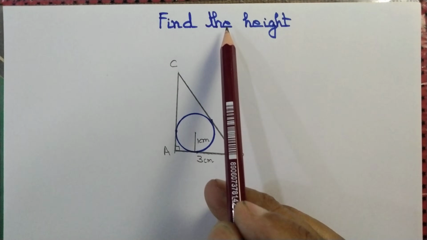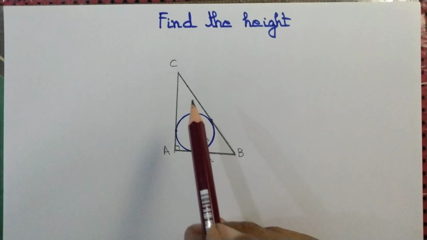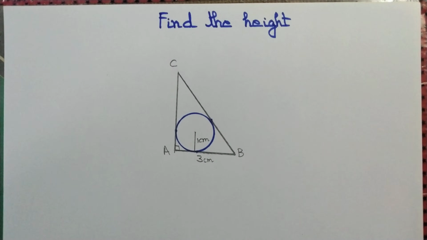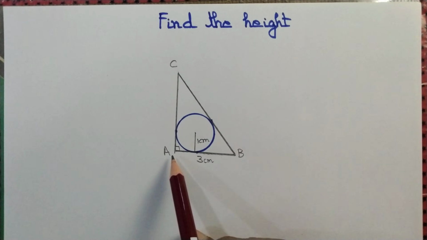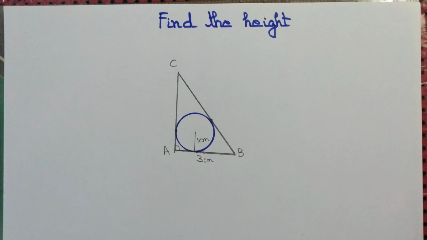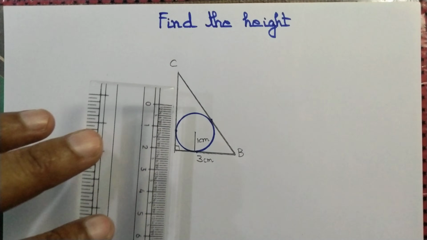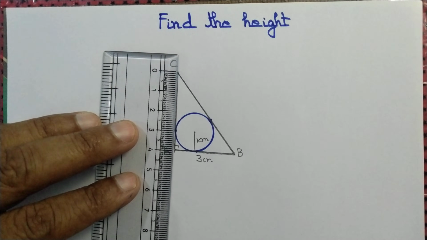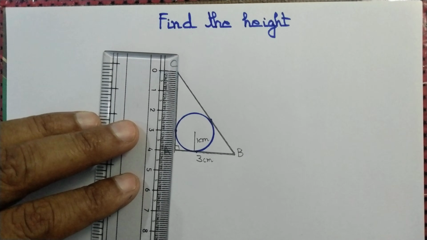Can we determine the height of the triangle, or can we determine the perpendicular or altitude of the triangle? We want to determine AC. Can we do it? Of course, yes. One approach is just to draw such a figure and see that the altitude measures 4 centimeters.